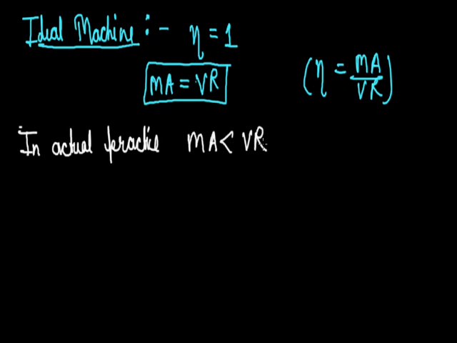So students, in the next class we will discuss levers, first and their types: first class, second class and third class lever. Then the different types of machines: pulley, inclined plane, wedge. Okay, thank you.